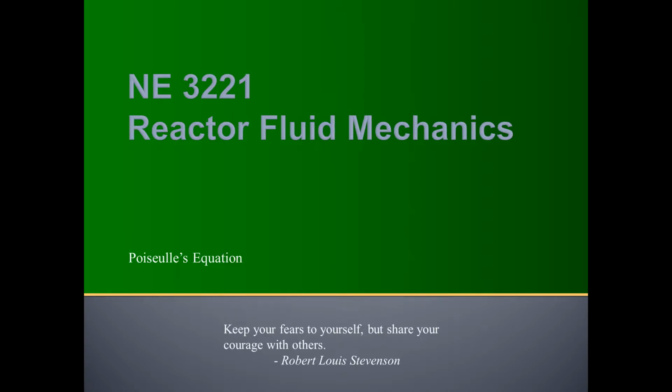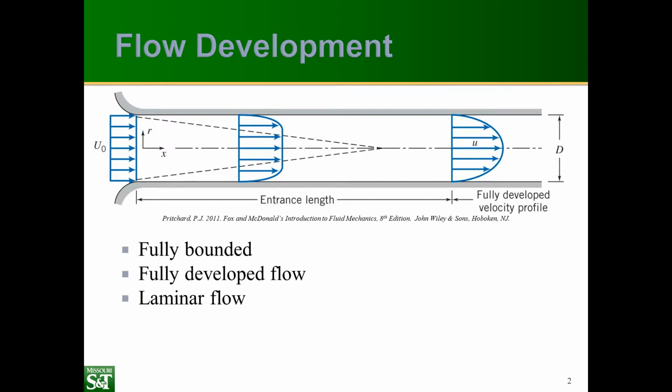We're going to start our discussion of internal flows with Poiseuille's equation. Now, internal flows are bounded on all sides. They're completely enclosed. Often, they start out as nearly uniform and go through a period of development. During this period, the shape of the velocity profile, or the velocity as a function of position, is continuously changing due to the pressure and the viscous forces acting on the fluid. Eventually, these forces become balanced, and at this point, the flow is considered fully developed.